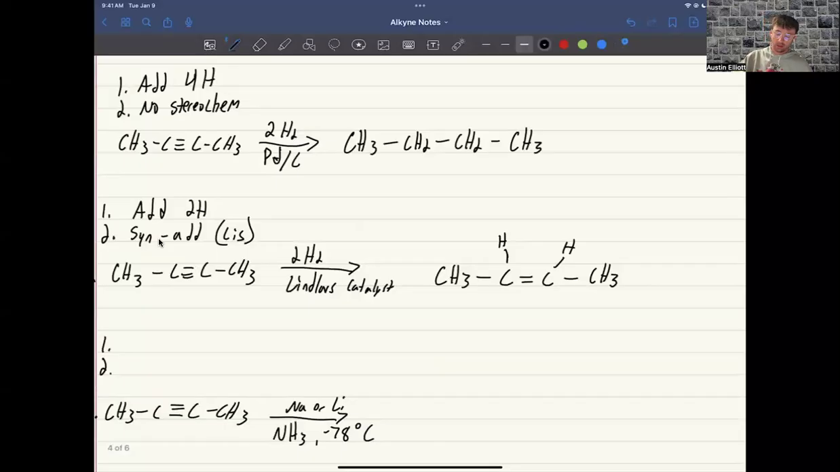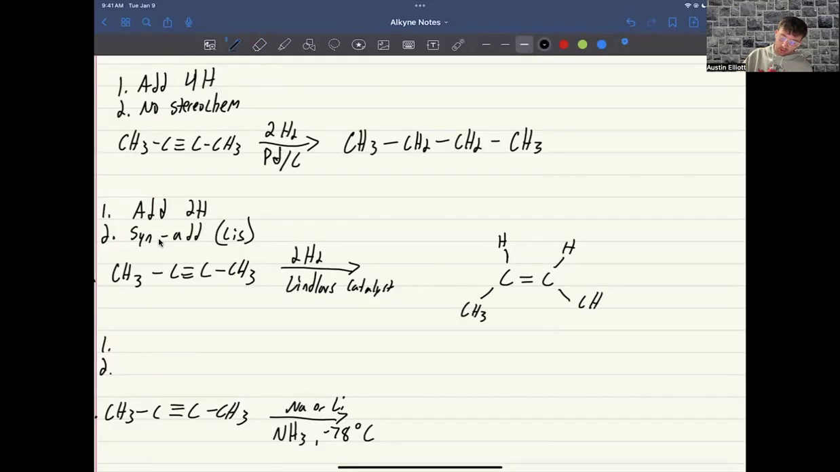Another way you can write it, to be a little bit more clear, I'd recommend writing it like this to very clearly show that you have the two hydrogens going up and the other group going down, or if you want to flip it, the methyl's going up and the hydrogen's going down. As long as they're in the same direction together, they add in the same direction.